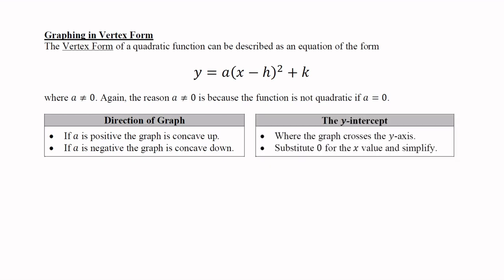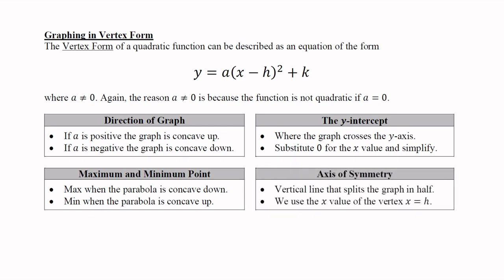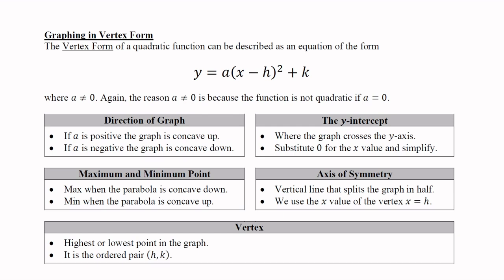The y-intercept will be found by substituting 0 in for the x value and simplifying. Our maximum or minimum point still depends on the concavity, which again stems off the sign of your a value. The axis of symmetry is still going to be your vertical line that splits the graph in half. And in this case, we are going to use the value for h. So the axis of symmetry is fairly easy to find in vertex form. And for the vertex, that's easy to find as well, because it is the ordered pair (h, k). h is your x value, k is your y value.